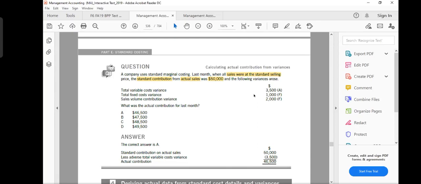Total variable cost variance 3,500, fixed cost variance 1,000, sales volume contribution variance 2,000. So what was the actual contribution for last month? Because this is from actual sales and they ask you for the actual, this volume variance you will straight away ignore, because of this actual and actual, just like you ignored in previous questions. And this fixed cost variance you also ignore because you are using marginal costing. So in marginal costing, fixed cost is also ignored. So you only need the 50,000 and this variable cost. That's all.